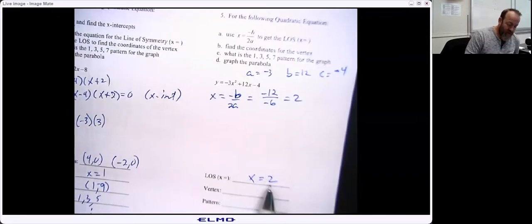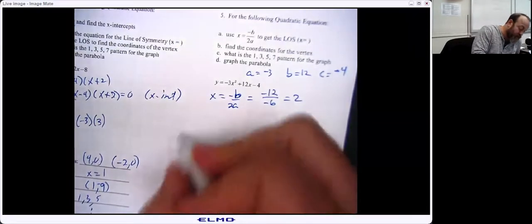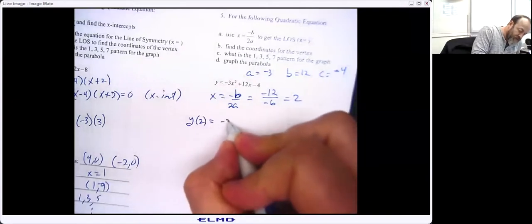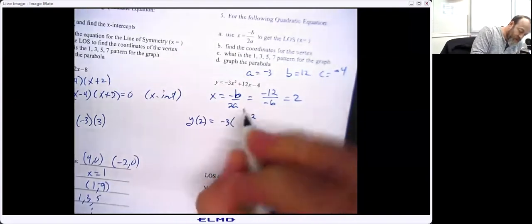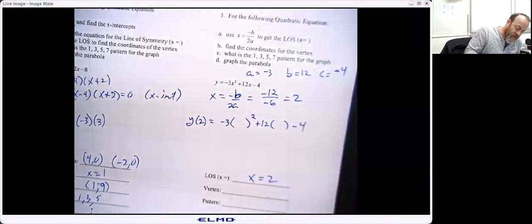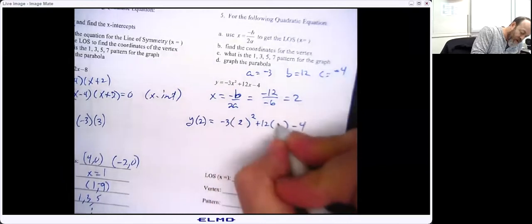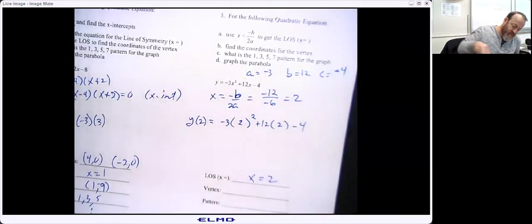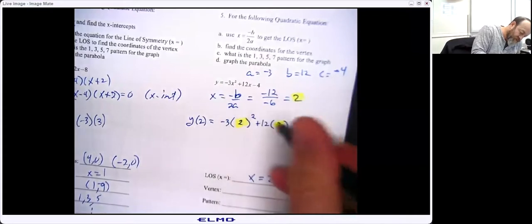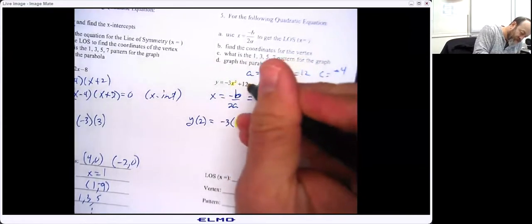Now, I want to find out what happens if I plug that number 2 in. So let's see, y of 2. There was another little pattern that we saw in here. So there's -3x squared plus 12x minus 4. We're going to plug in the number 2 that we got from our axis of symmetry value. Whatever we got, we're going to plug it in wherever the x was.